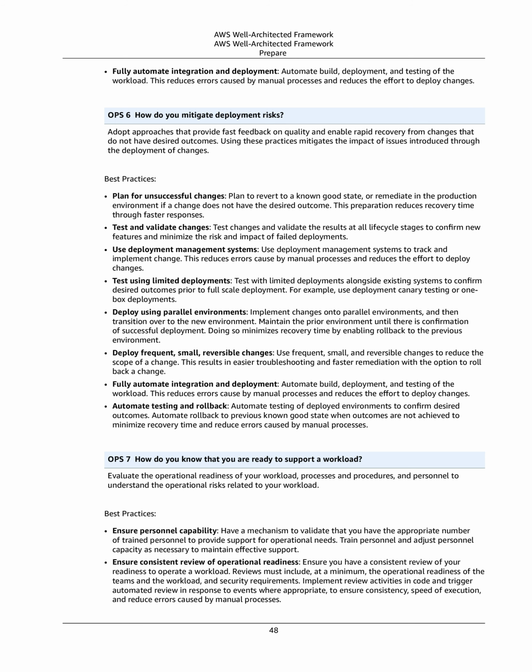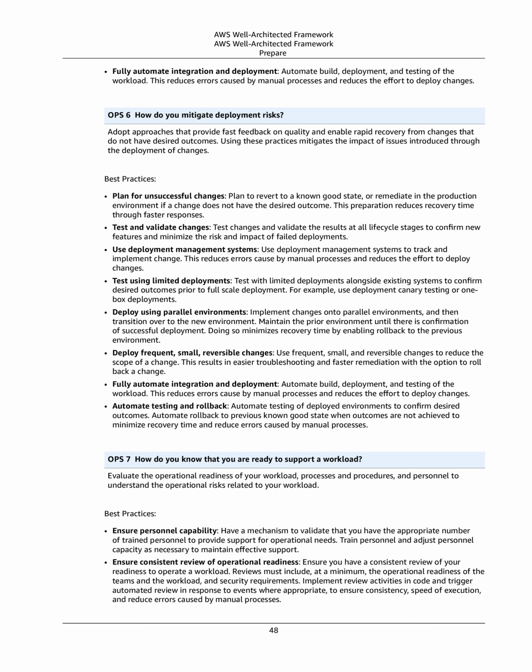Deploy using parallel environments. Implement changes onto parallel environments, and then transition over to the new environment. Maintain the prior environment until there is confirmation of successful deployment. Doing so minimizes recovery time by enabling rollback to the previous environment. Deploy frequent, small, reversible changes. Use frequent, small, and reversible changes to reduce the scope of a change. This results in easier troubleshooting and faster remediation with the option to roll back a change.